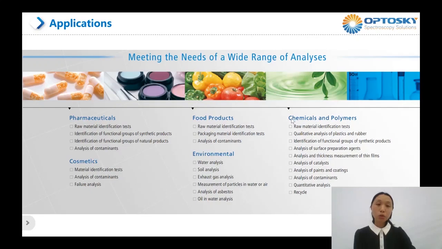We also have many other applications in chemicals and polymers, such as identifying plastics and rubbers, as well as synthetic products. And not to mention additives, thin films, catalysts, and paints and coatings, essentials.